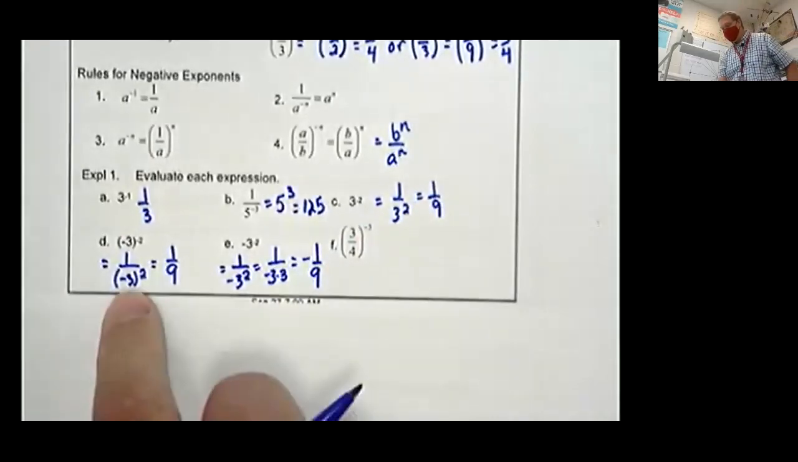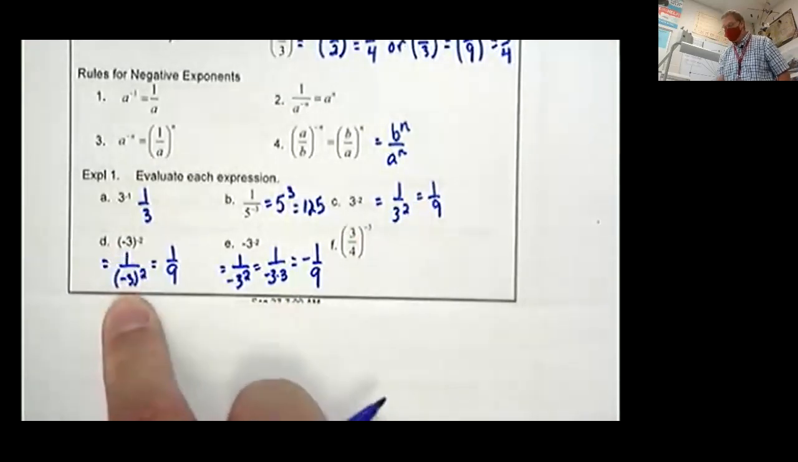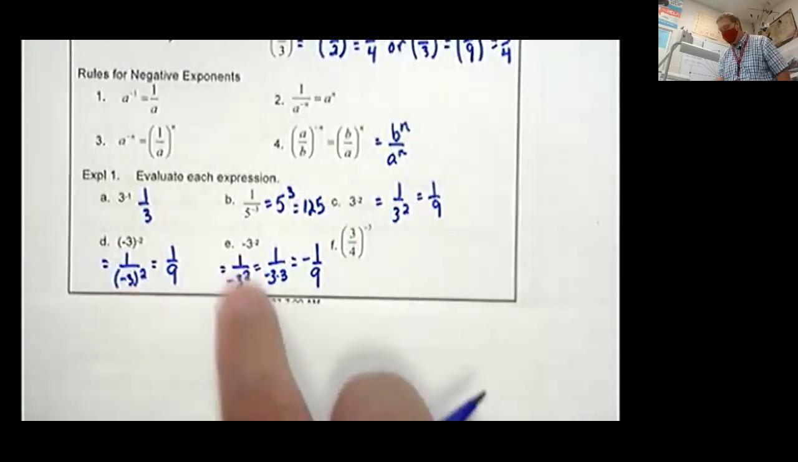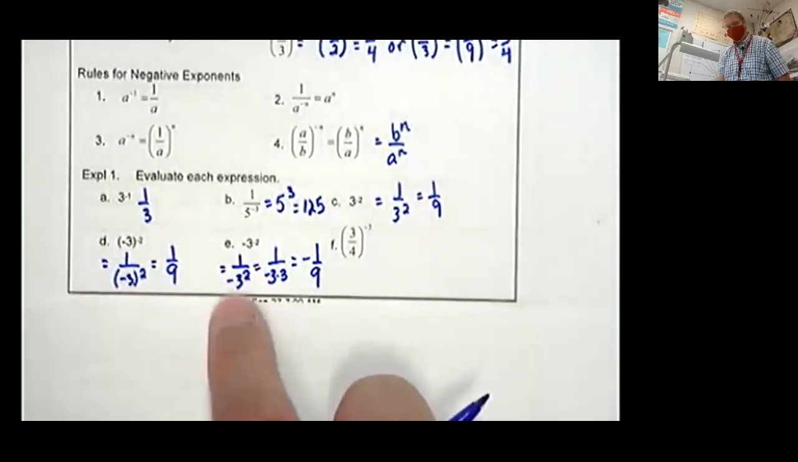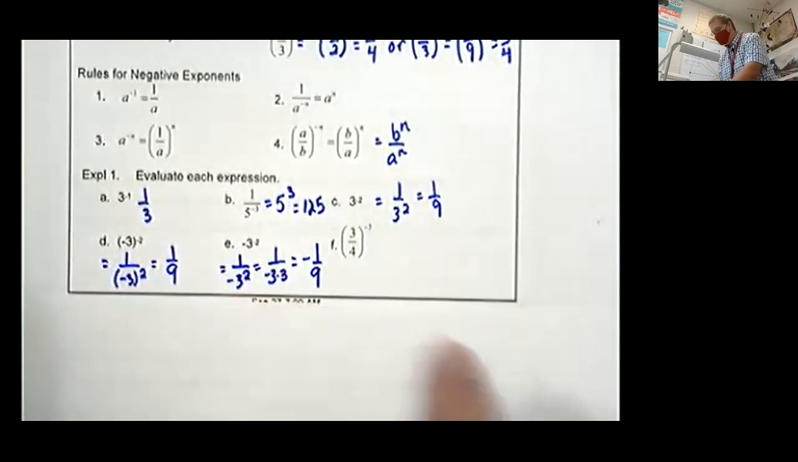In letter D, because there were parentheses, there were 2 negatives, 1 for each 3. Those negatives canceled, become positive. E, there's only 1 negative because there are no parentheses. Very different problem. Ask me if you don't quite get that.